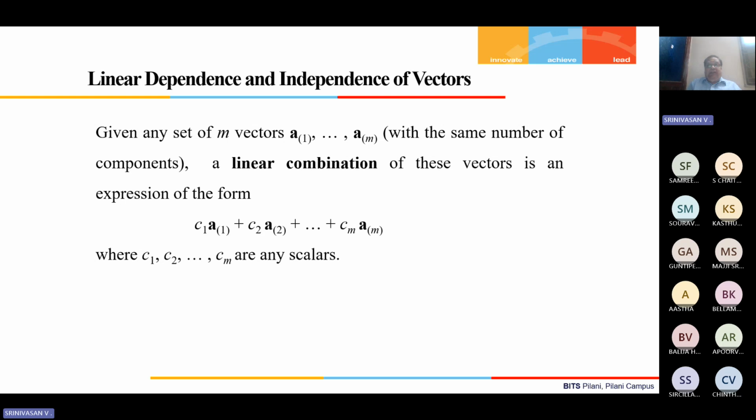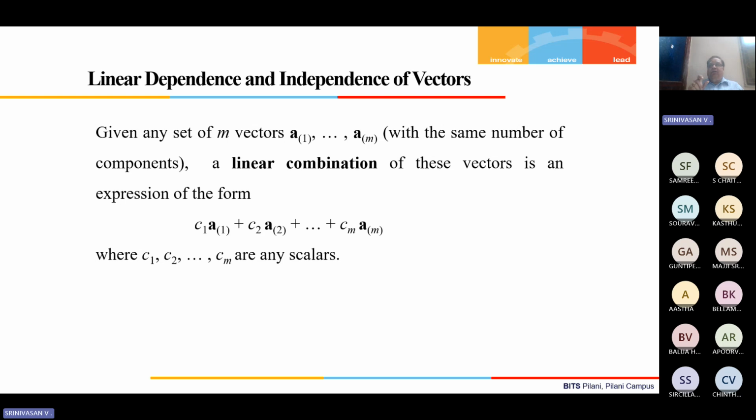Now, linear dependence and independence of vectors. These are two very important concepts of vector characteristics. Given any set of m vectors, you can write a(1), a(2), etc., a(m). This author has taken specific notation, 1 within brackets, etc., m within brackets, or you can simply write A suffix 1, A suffix 2, etc., A suffix m, a set of m vectors. That's why you see it boldface, A, with the same number of components in each one.